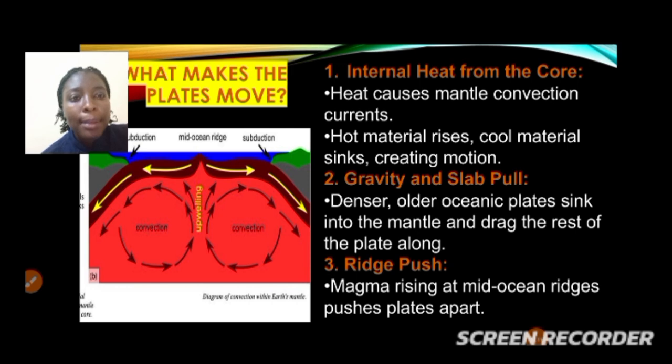The other thing that makes the plates to move, we have the ridge push. Here, magma rises at the mid-oceanic ridge and pushes plates apart. As you see in my picture, this is the mid-oceanic ridge, how the magma moves in a convectional manner. It's also like porridge. I've given you an example of porridge, how the porridge boils upwards and downwards. So the hotter one goes up while the cooler one goes down.